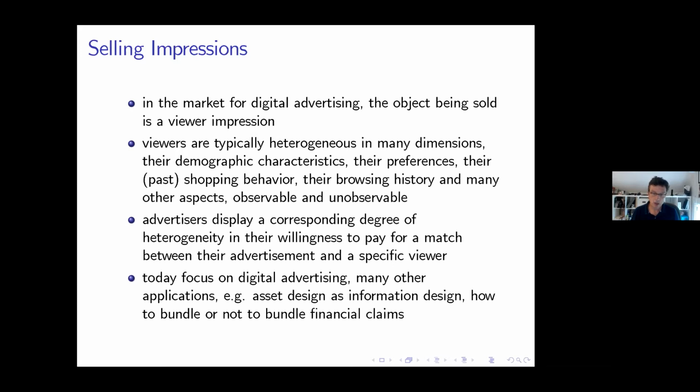So I think what we want to think about here is what the heterogeneity on the two sides of the market does, and to what extent we want to allow and to what extent we want to suppress heterogeneity in order to introduce more competition. The interpretation of the model today is going to be very much tailored towards digital advertising, but many of the issues appear in other areas. For example, when we want to sell an asset that bundles or unbundles financial claims, we are also driven by similar considerations. And so I want you to think of this as part of a larger class of problems.